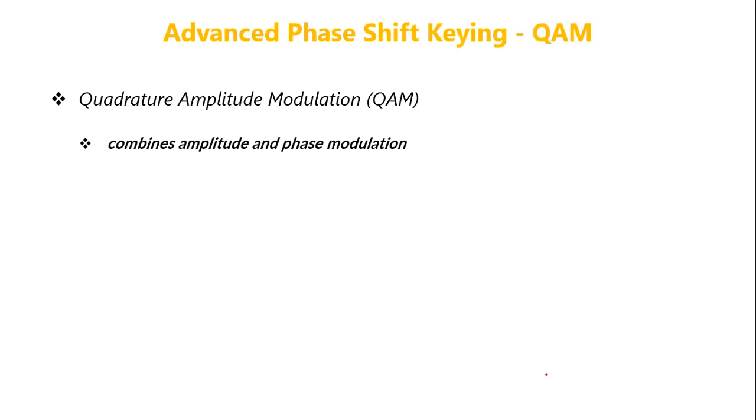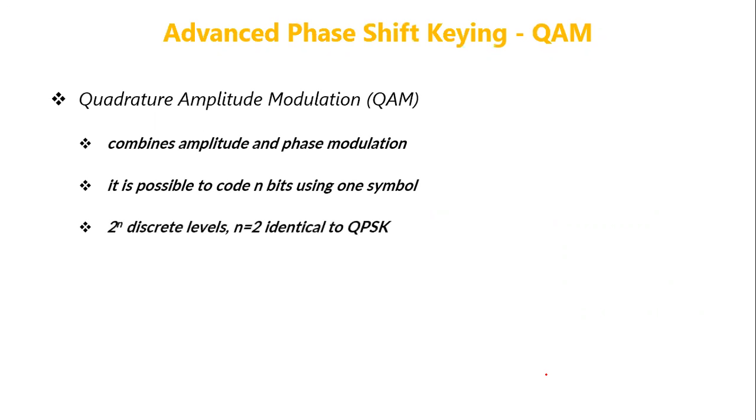Okay. So next let us discuss another advanced phase shift keying, which is called QAM, quadrature amplitude modulation, which combines both amplitude and phase modulation. Okay. So using this you can code n bits as one symbol. Let us discuss how 4 bits can be coded as one symbol. There will be 2 power n discrete levels. If n is 2, then it is QPSK. In quadrature phase shift keying we send 2 bits at a time. So if n is 2, then it is identical to QPSK.